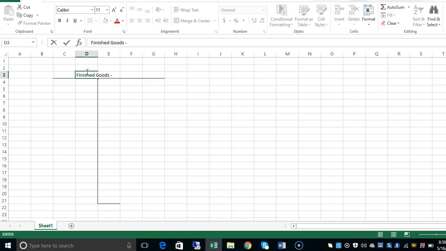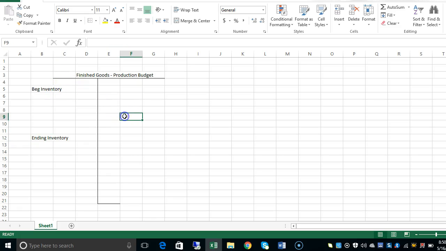We're going to create basically a production budget. Beginning inventory. Ending inventory. We have our sales units, and then what's coming in as a debit is going to be units required for production.